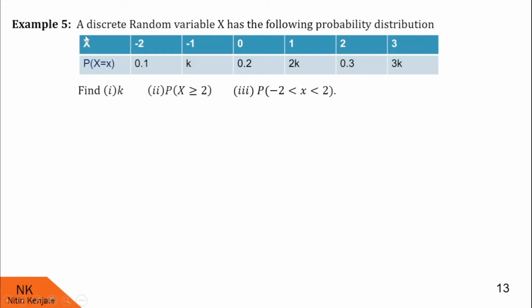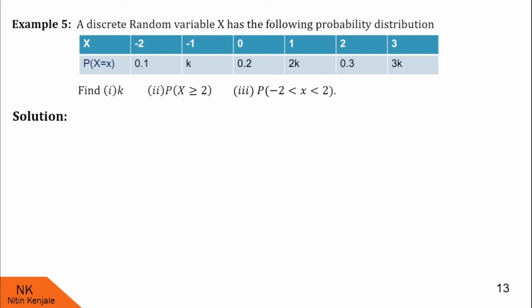Question is, a discrete random variable x has the following probability distribution. Then we are asked to find the value of unknown k, probability of x greater than or equal to 2, and probability of x between minus 2 and 2. Once again, we are given the probability distribution of a discrete random variable x. Because here x takes finite values minus 2, minus 1, 0, 1, 2 and 3. Let us see its solution.